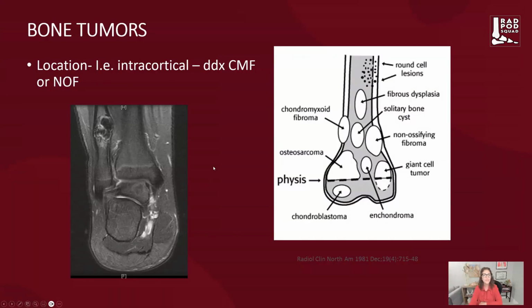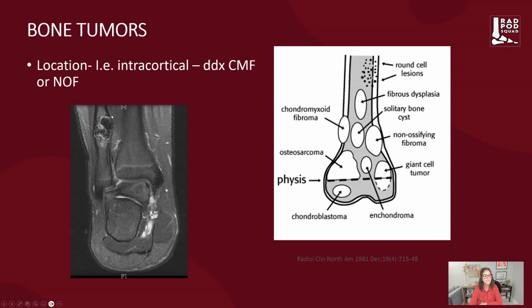Bone tumors, we can also identify the location. That can be a very helpful, important part of our data set, understanding whether something is intracortical, because we can see on our charts that intracortical lesions can include non-ossifying fibromas and chondromyxoid fibromas even.